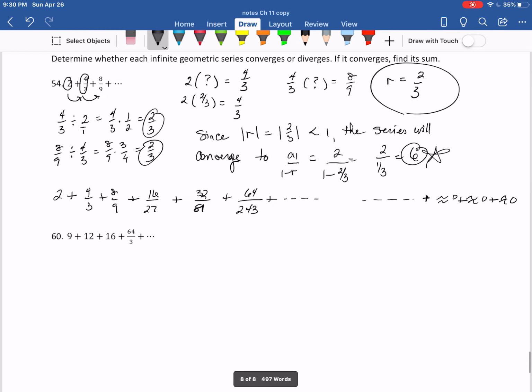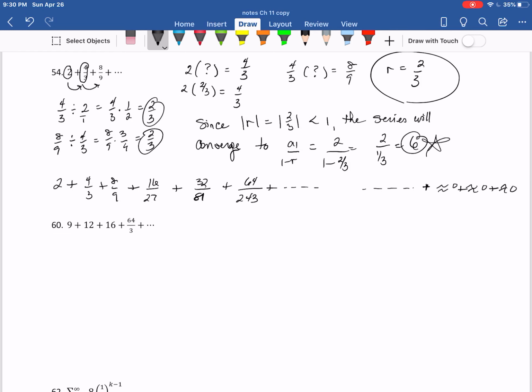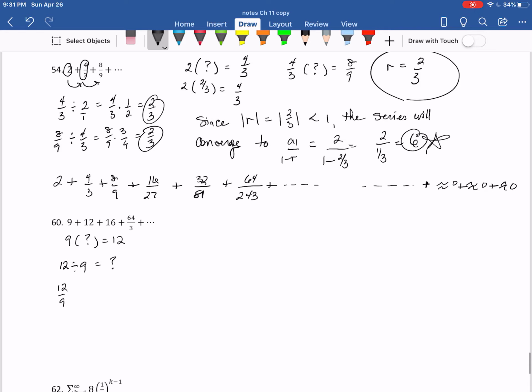How about 60? All right, is this series going to converge or diverge? In order to figure this out, you need to know the common ratio. 9 times how much equals 12? Okay, can't quite see it? Well, let's do it the other way. Let's say 12 divided by 9 equals how much? Because that's going to be the same answer as your common ratio. So we've got 12 over 9, and that's reduced to 4/3, and that's as far as you can go. So the common ratio is 4/3. To go from one term to the next, you're multiplying by 4/3 each time.